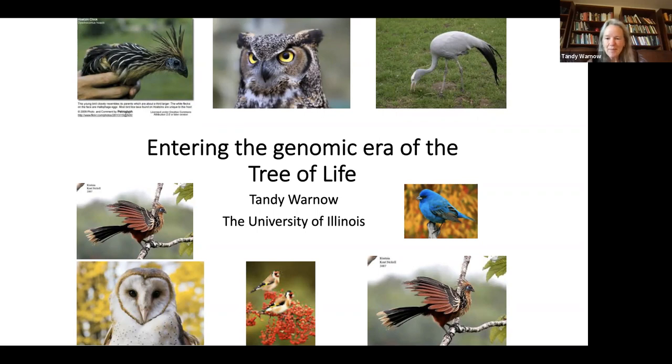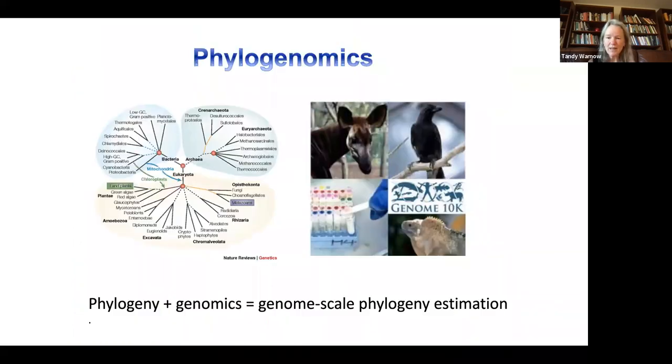Okay, I'm going to be talking about entering the genomic era of the tree of life. And what I'm talking about here is how do we estimate how life evolved using genome scale data. So that's phylogenomics, phylogeny plus genomics. And the tree of life is a very large tree. And one could even argue it's not even a tree because there's horizontal gene transfer. But the estimation of this evolutionary history is the problem that I want to talk about today.